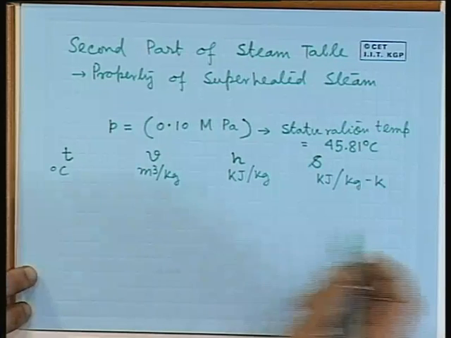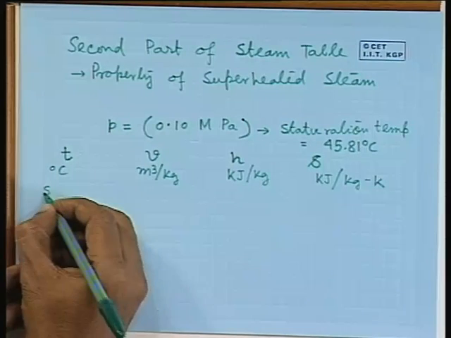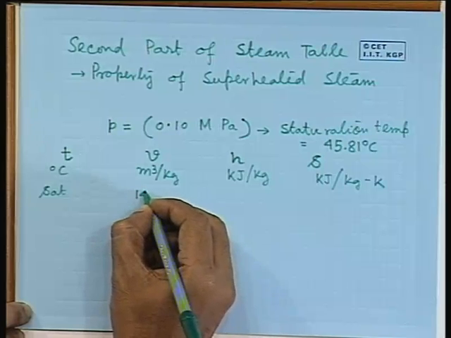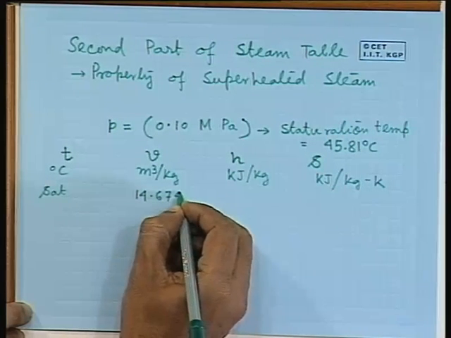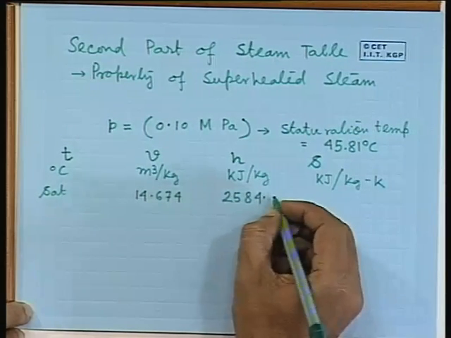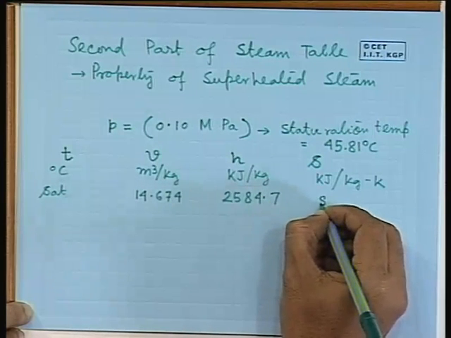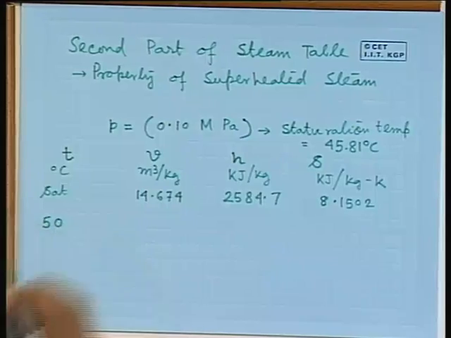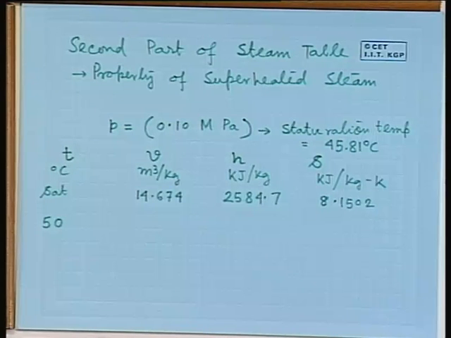All right. So, first we will have, this is saturation temperature, we will have 14.674, then 2584.7, 8.1502. Actually, this is the property of saturated vapor. Then we can have at 50 degrees Celsius. So, saturation temperature is 45.81 degrees Celsius, 50 degrees Celsius means it is superheated.